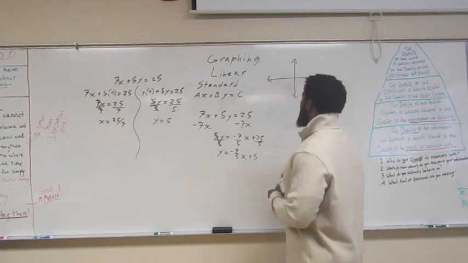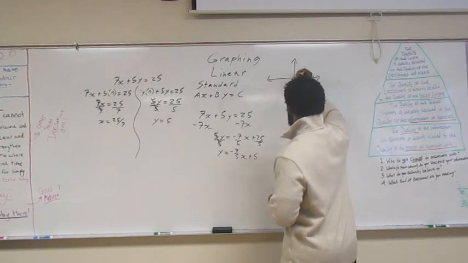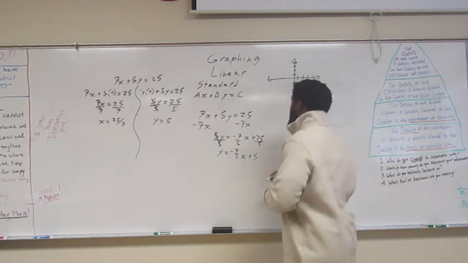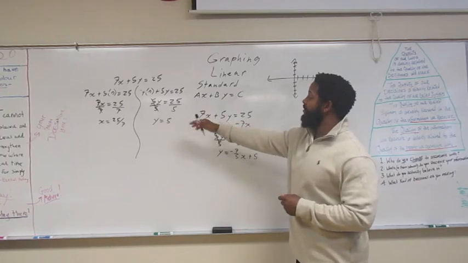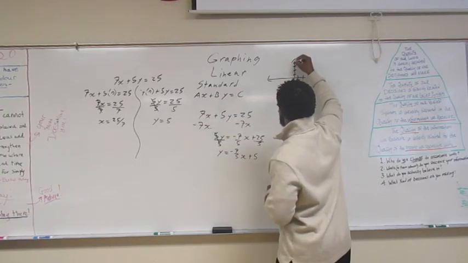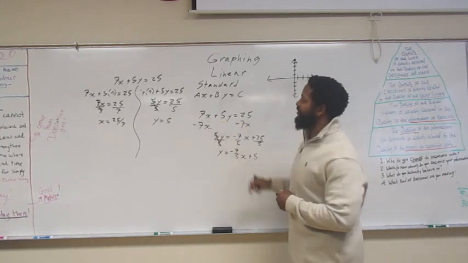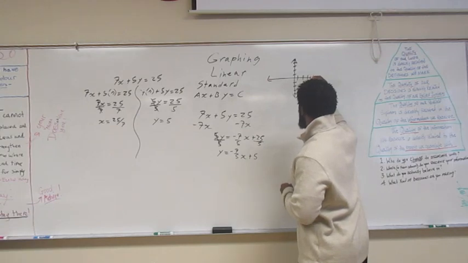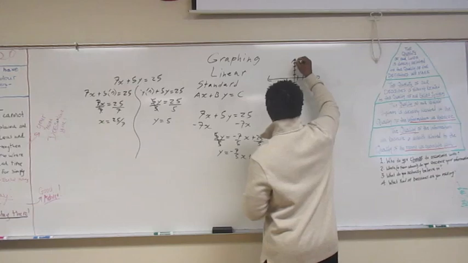So 1, 2, 3, 4, 1, 2, 3, 4, 1, 2, 3, 4. Whoops, that y is 5. So looking at this, the y is 5, so we're going to put the y up here. And our x is 25 over 7. It's 3 point something, right? Just put it right here between the 3 and the 4. And then just connect them.